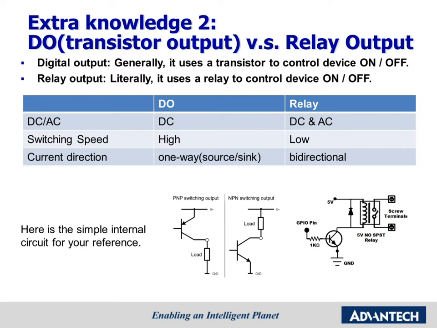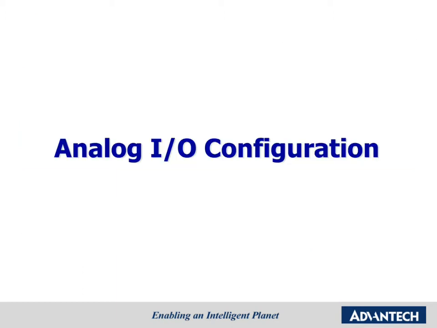Digital output, generally, uses a transistor to control device on-off. Relay output, literally, uses a relay to control device on-off. This table simply shows the difference between DO components and relay. Please note that for the detailed specs for each DO or relay output module, we should refer to the user manual and the datasheet. Let's move to the AIO configuration part.